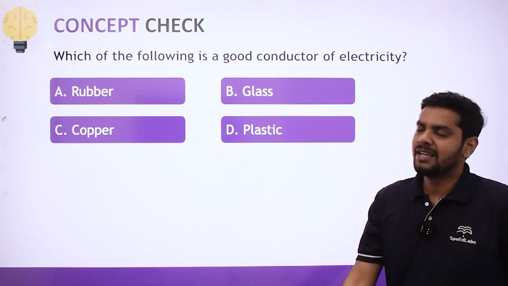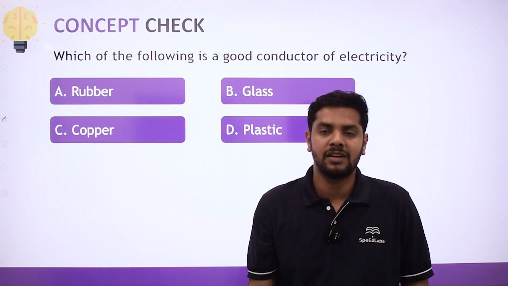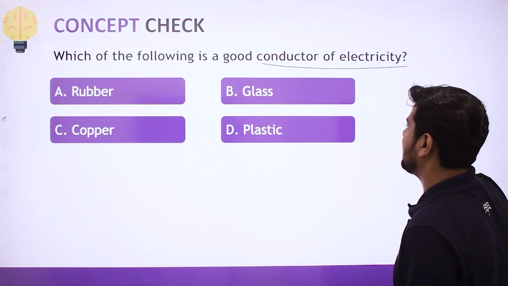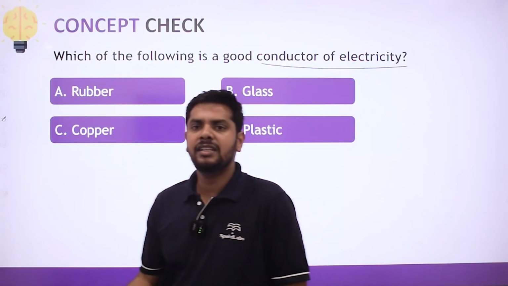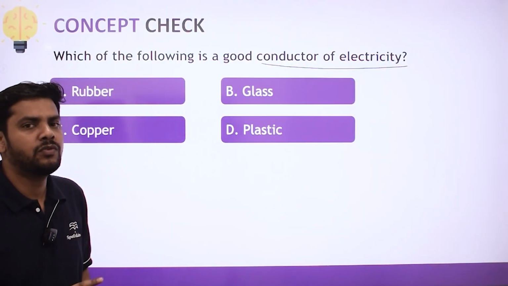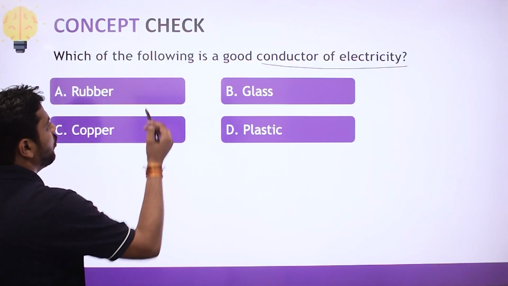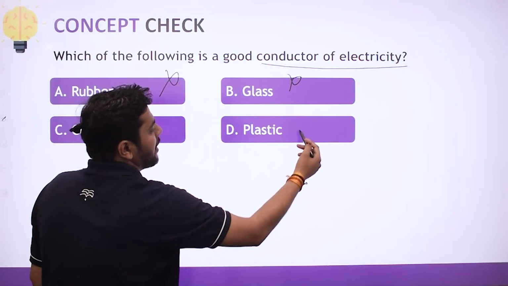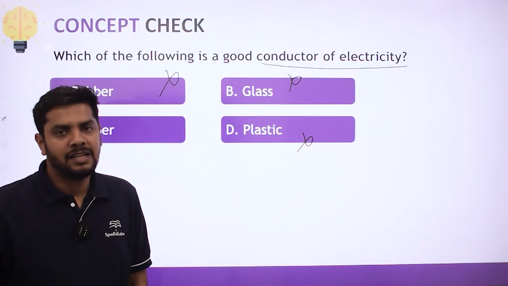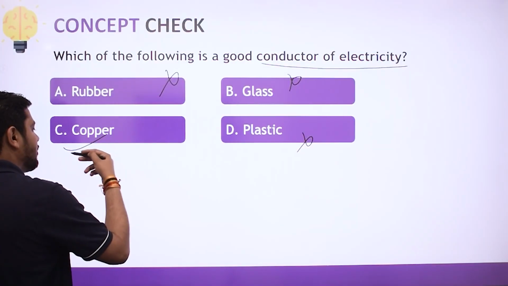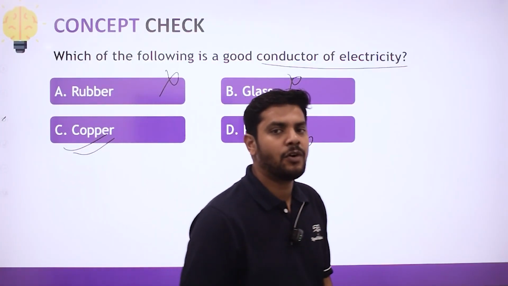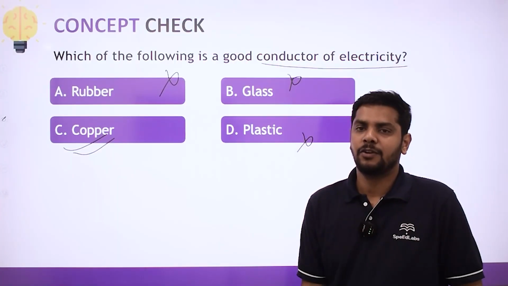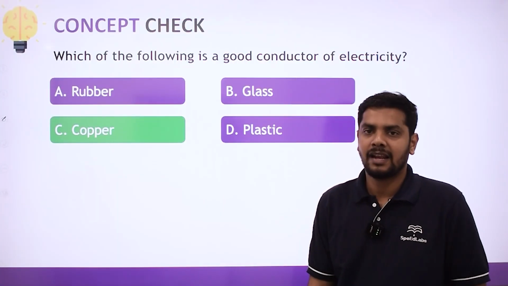Now let's check some questions on how much we have learned today. So first question here: which of the following is a good conductor of electricity? A good conductor of electricity means the one which will allow current to flow through it, right? So rubber, no, it is an insulator. Glass, no, it is an insulator. Apart from that, plastic, it is again an insulator. So copper, which is a metal, and metals are good conductors of electricity. So your option number C will become the correct option. So let's check it. Exactly, right?